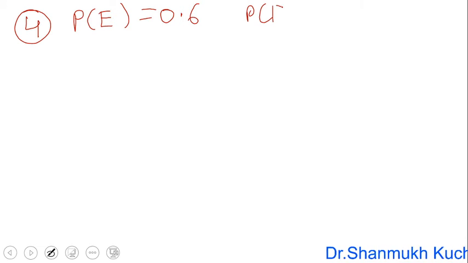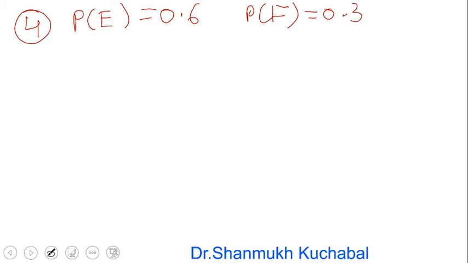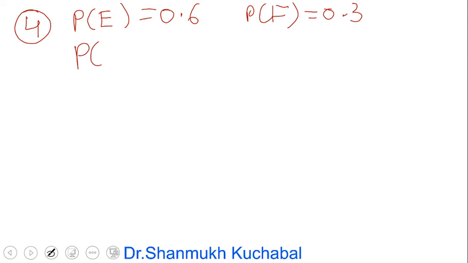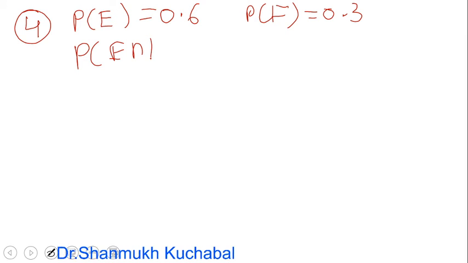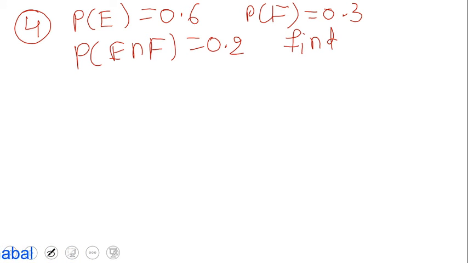So next, one more example will be solved. If probability of E is equal to 0.6, probability of F is equal to 0.3, probability of E intersection F is equal to 0.2, then find probability of F divided by E, which we have to calculate here.